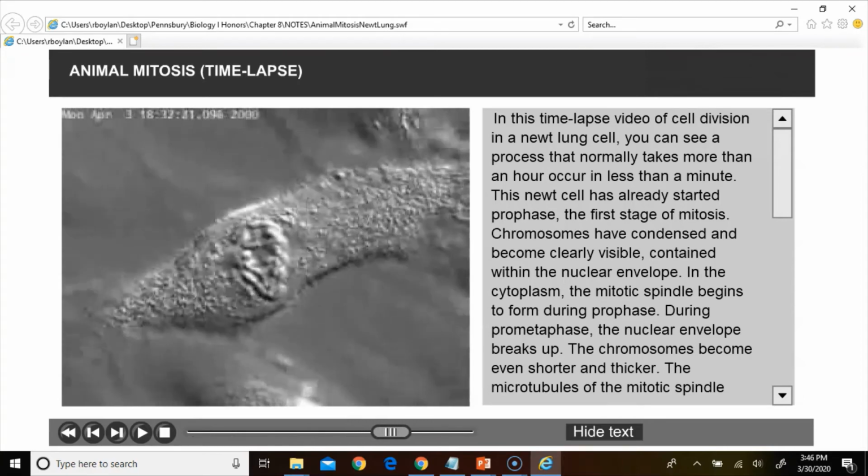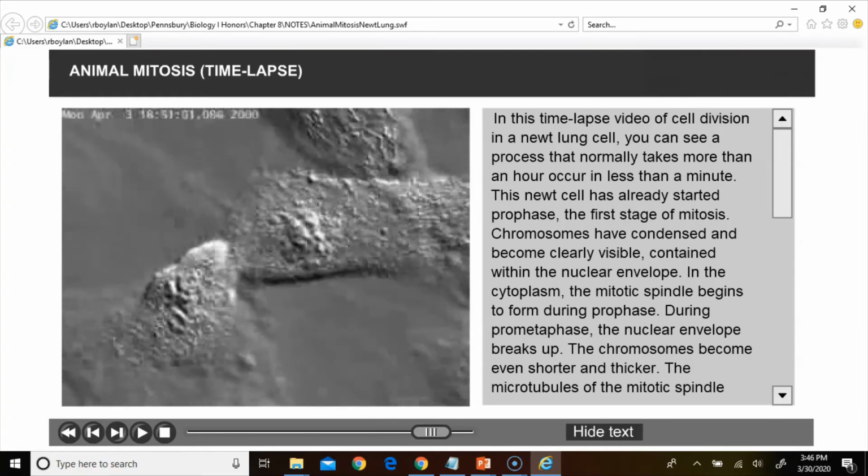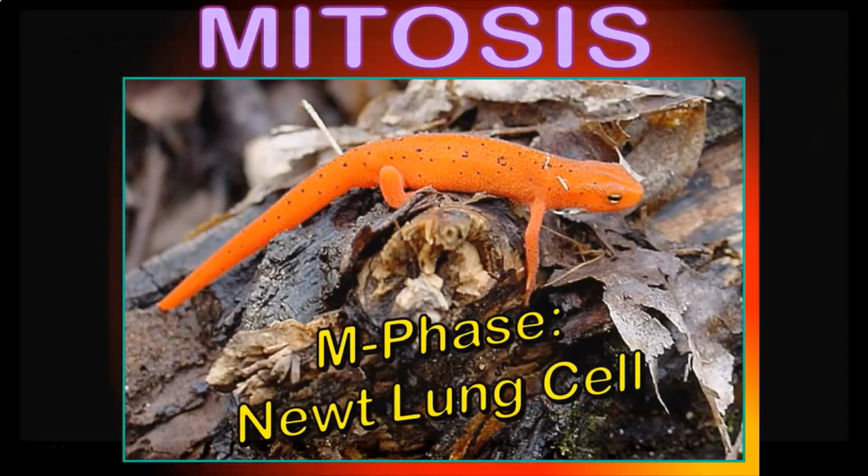Metaphase is pretty quick. Once they're all in the middle, that's just called metaphase. And then anaphase, telophase, and cytokinesis. Right? Pretty cool stuff. Okay.